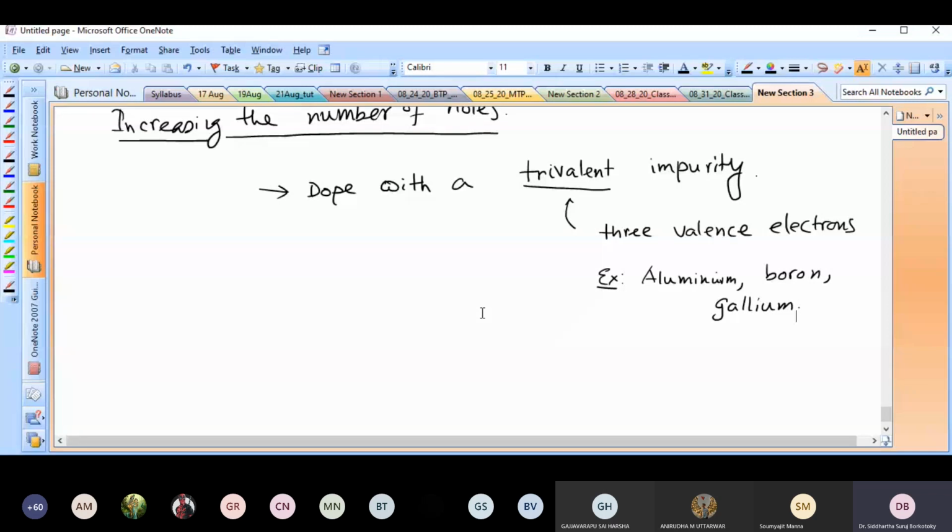So if you try to add 3 valence electrons, it will again be surrounded by 4 silicon atoms. Each of them will share one of its valence electrons, but because the original atom had only 3 valence electrons, it will be short of 1 electron. So that way, it will essentially act as a hole, and it will look for another free electron from somewhere else. So basically, it will act as a net positive charge.